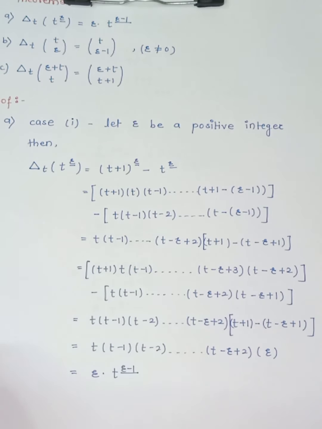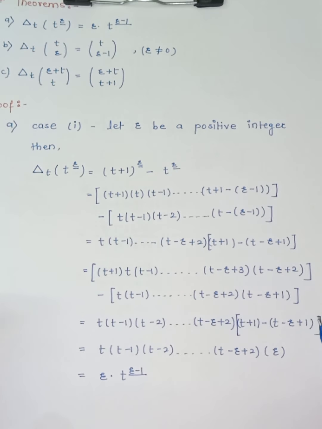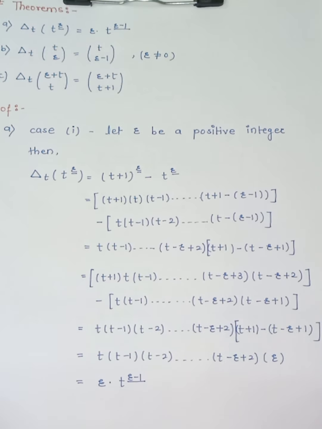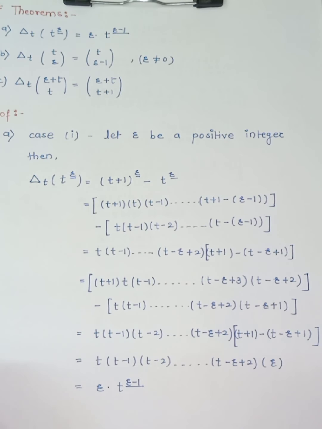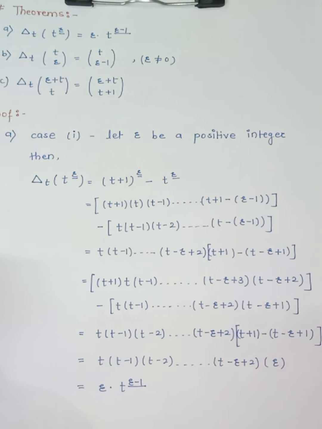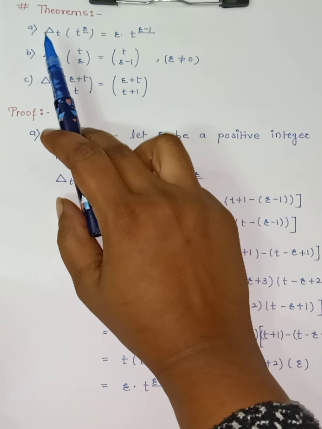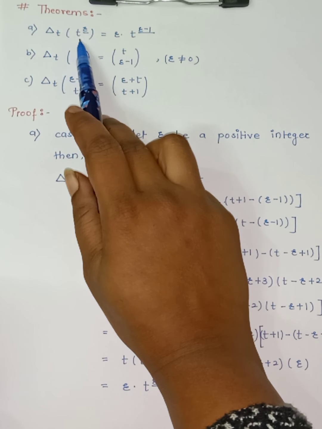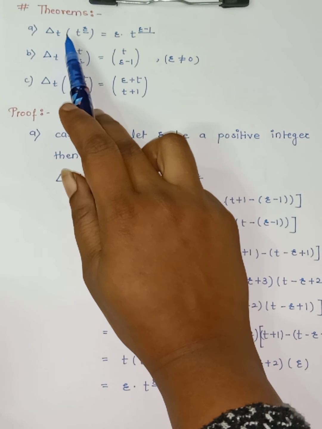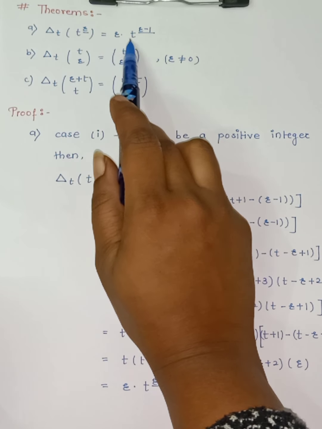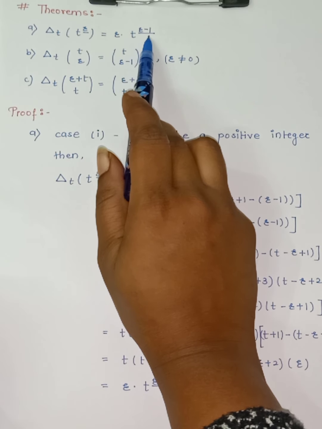first theorem. Okay, we have seen some falling factorial properties earlier, and now we will see delta operating on the falling factorial power. Okay, so the first one is delta operating on t to the falling r, where the subscript is t, that will be equal to r into t to the falling r minus 1.